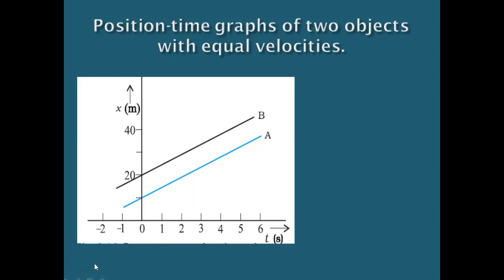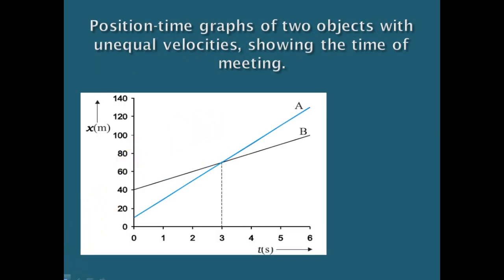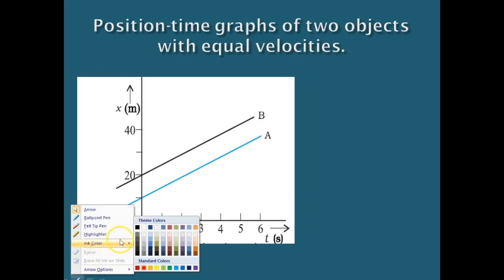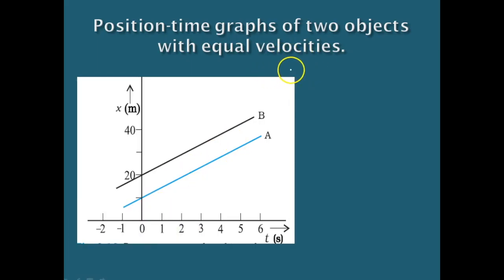Let us consider a few examples, or we can say some special cases. The first one is position time graphs of two objects with equal velocities. In this case, if vB is equal to vA, if the velocity of object B is equal to the velocity of object A, then we can say vB minus vA is equal to 0.